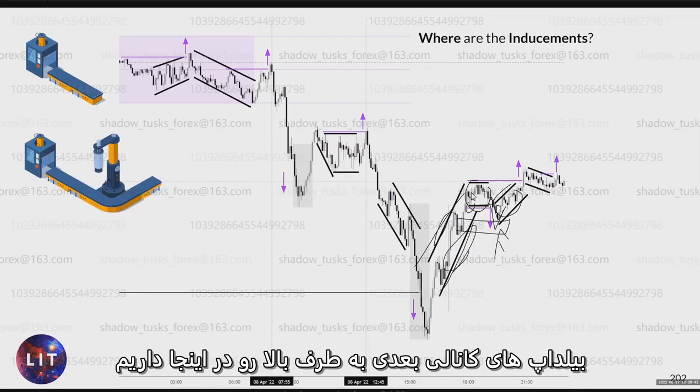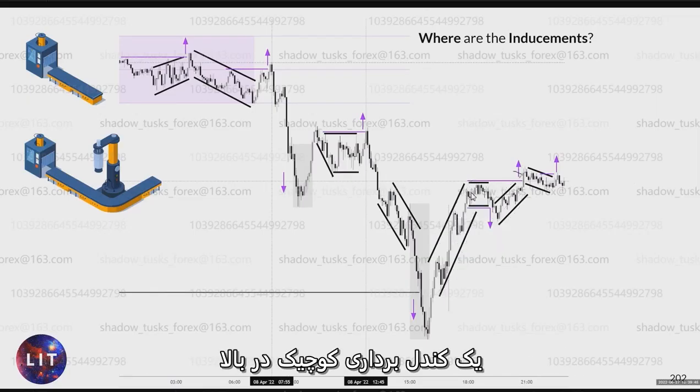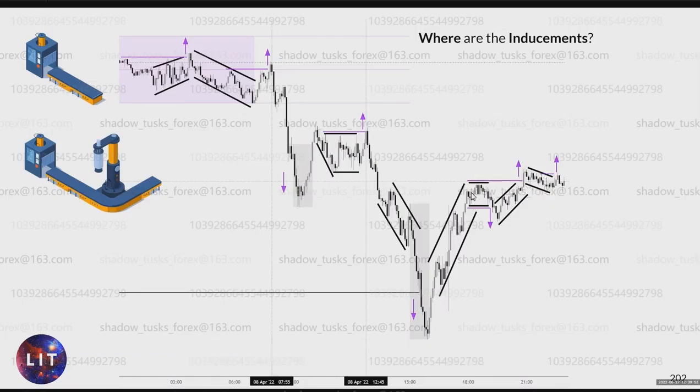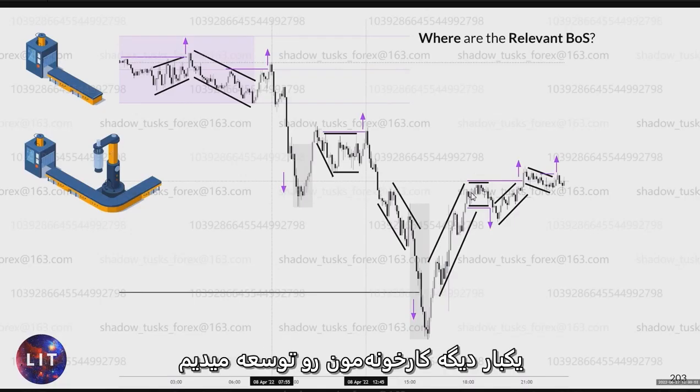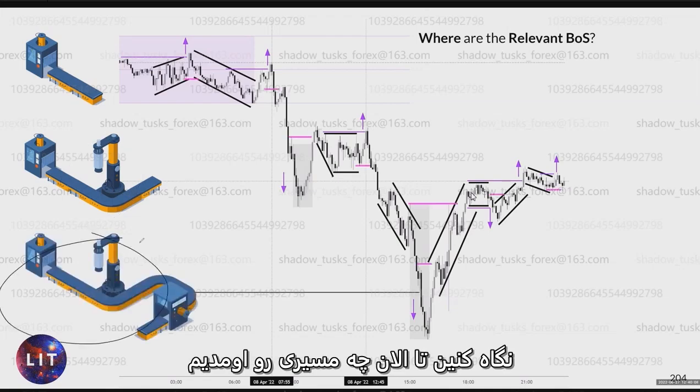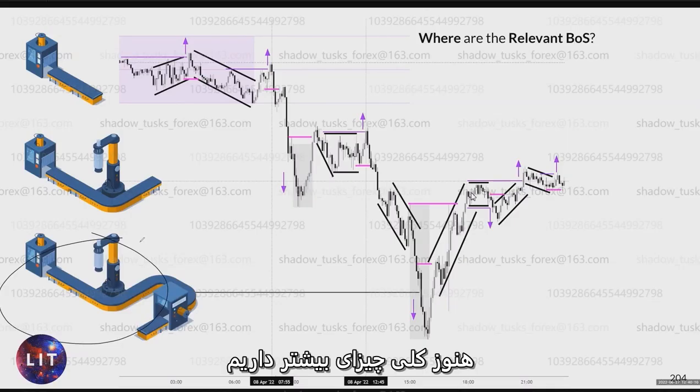Here's the next channel build-up to the high side, a little vector candle to the high side, induces the structure, obviously. Next build-up induces the structure. Lovely. See? Literally everything here is completely rule-based. What's the next point? Relevant break of structure. We extend our factory once again. Boom. Look how far we are already. That's just three points. We will have so much more.